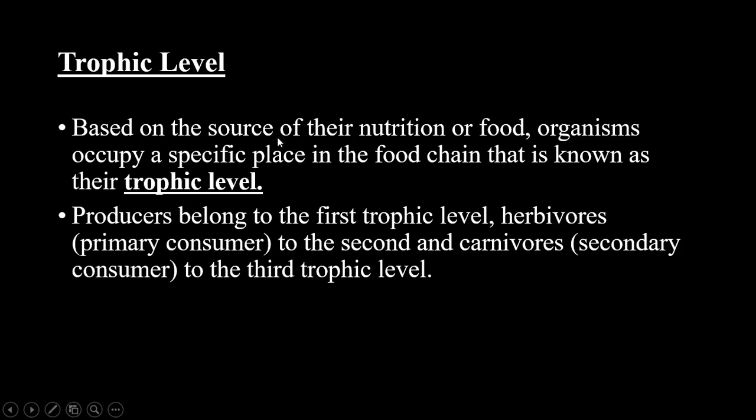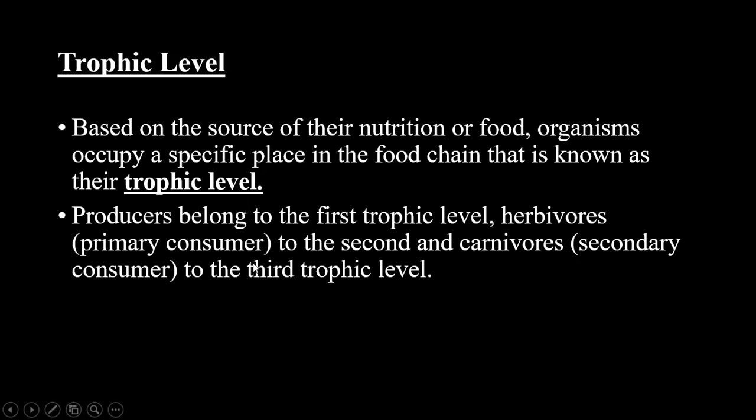Trophic level. Based on the source of their nutrition or food, organisms occupy a specific place in the food chain, and that is known as a trophic level. The position of an organism in a food chain. We know a food chain is a series of steps in which an animal eats another organism and is again eaten by another organism. A process of eating and being eaten is called a food chain. So a specific position an animal or an organism holds in a food chain is called a trophic level.